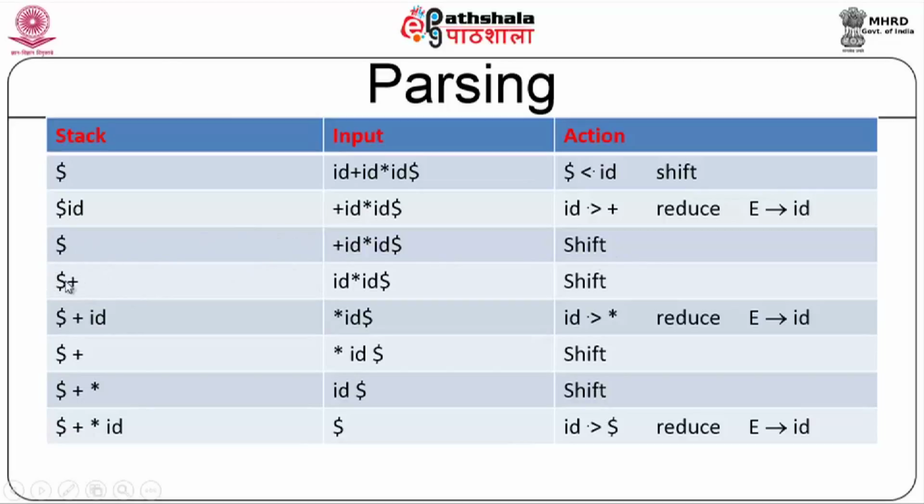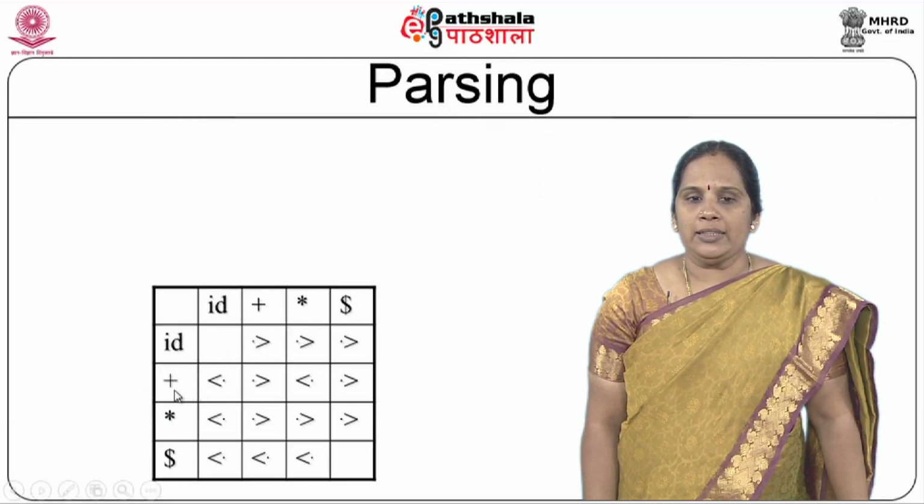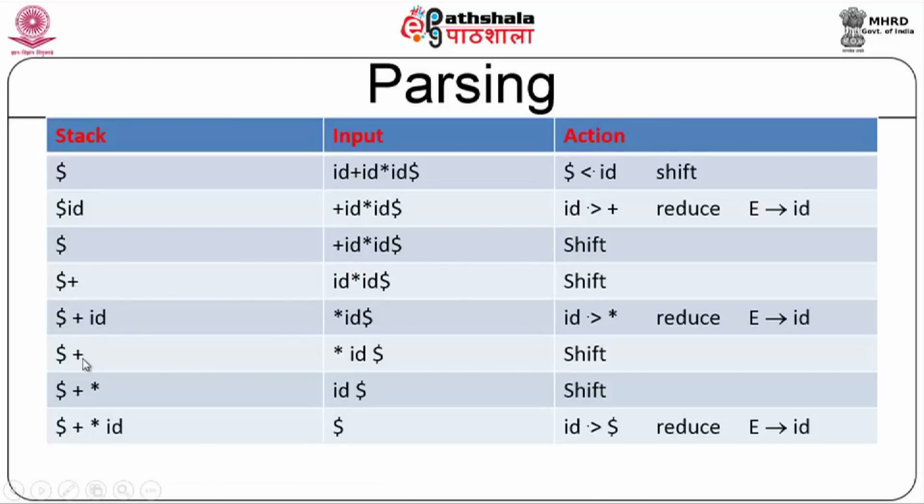Dollar and plus and ID, it is a shift action, so I shift. And then ID and star: ID has greater than star, therefore I reduce. So, till what point will I reduce? ID is greater than star, I reduce basically. Plus and star has a less than relationship. After I pop ID from the stack, the input will have plus. If I compare plus and star, plus has less precedence compared to star, therefore I again shift. Star is shifted, star has lesser precedence over ID, so I again shift ID.